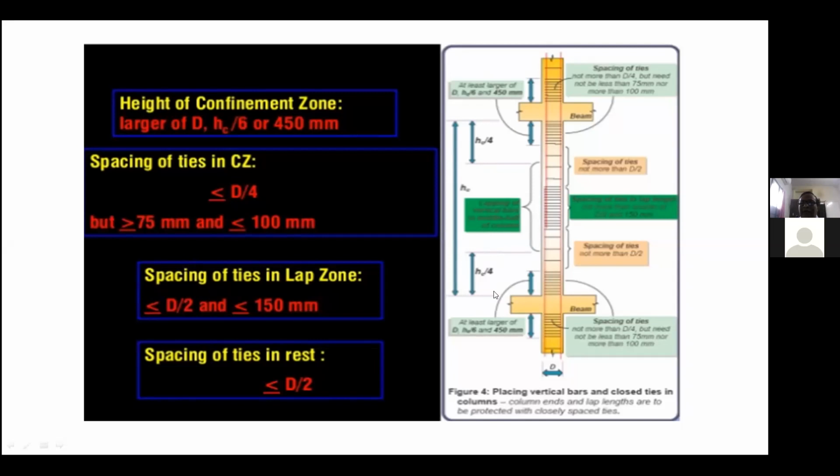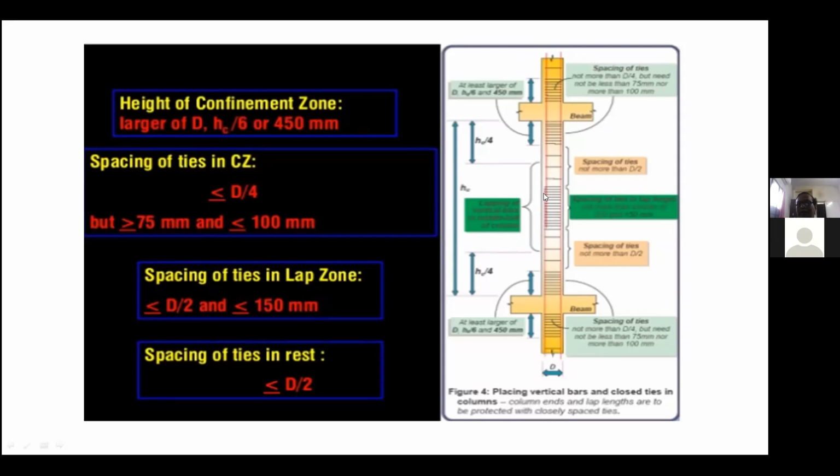Whenever you take the height of the column, it is divided into regions. You have the HT by 4 region, that is the beam column region. So if your height is 3 meters, 3 divided by 4 is 0.75 meter, at the bottom and at the top. That is going to be the effective region on the beam column. Whenever you are talking about the beam column region, you should provide closer stirrups, as you can see provided there.